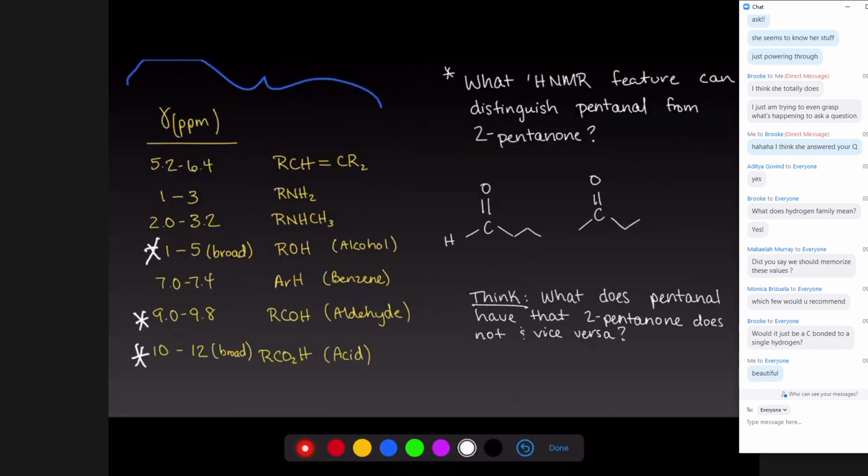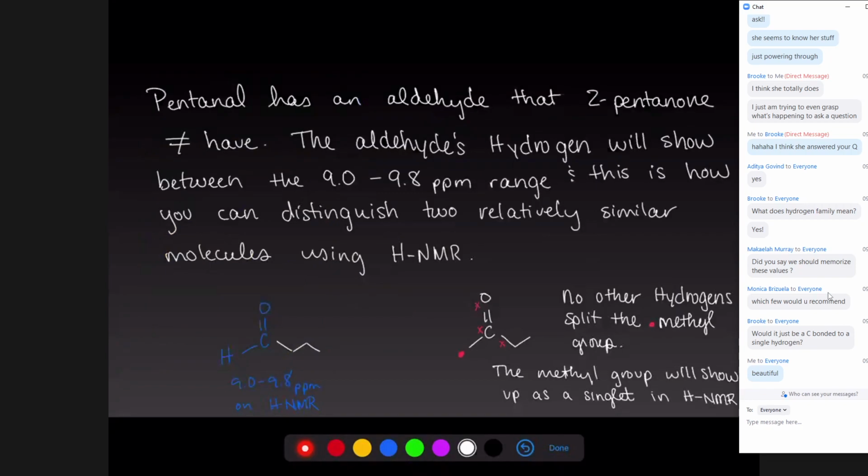Okay, let's keep moving so that we can get through all of them, and I'll come back to the questions very quickly. So to answer this question, what does pentanol have that 2-pentanone does not have? Pentanol has an aldehyde that 2-pentanone does not have. The aldehyde's hydrogen will show between the 9.0 and 9.8 parts per million range. And this is how you can distinguish two relatively similar molecules using HNMR.